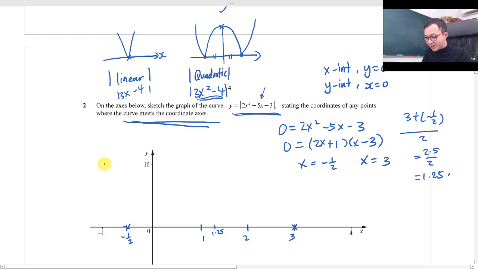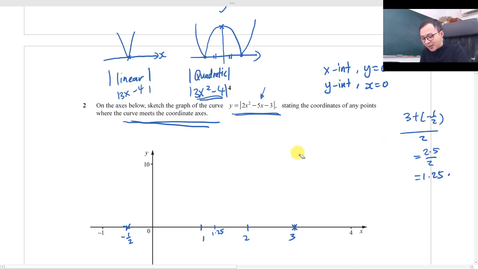Yeah, you need the y-intercept. For the y-intercept, you make x the subject, so you get x equals 3, alright? So how do I get a y-intercept? I make x 0. So you imagine y equals 0 minus 3. And modulus negative 3, you get positive 3. So that means it will pass by 3. So I can just draw like this.